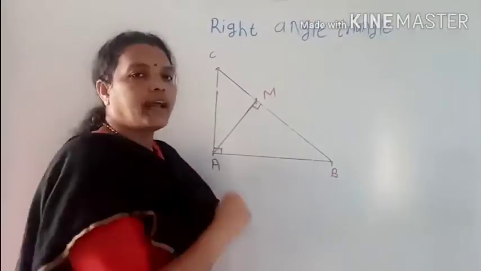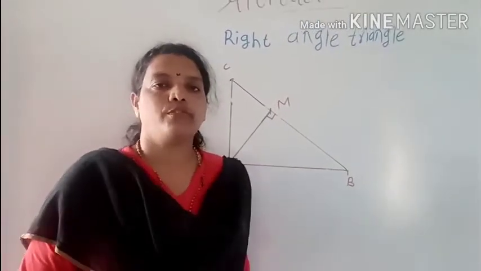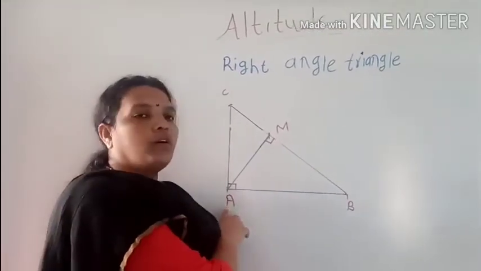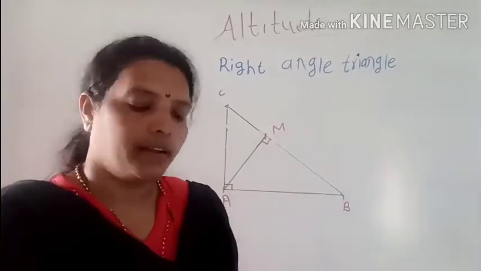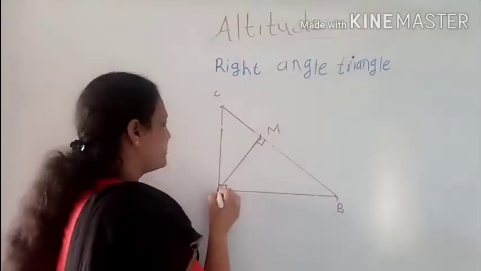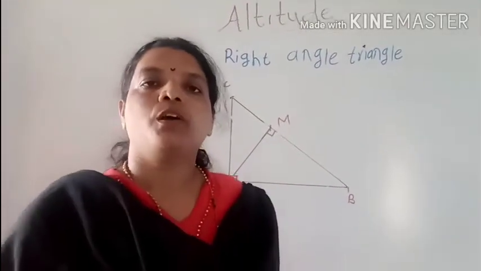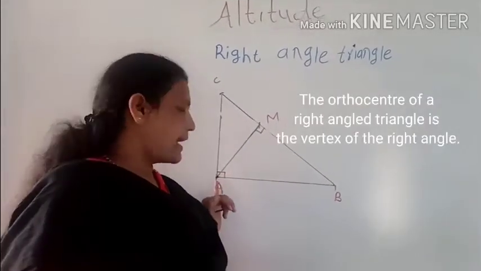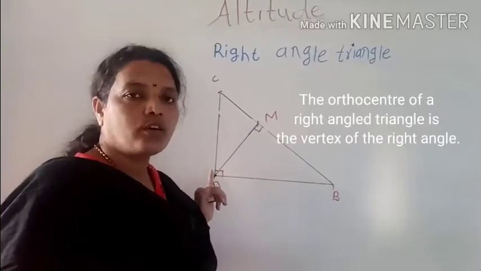Now students, as these two sides are already perpendicular, these two sides are themselves the altitudes of the triangle. So there is no need of drawing the other two altitudes of a right angle triangle. So the orthocenter will be point A. Always remember, in a right angle triangle, the orthocenter of the altitudes is always on the triangle, and that is on the vertex of the right angle.